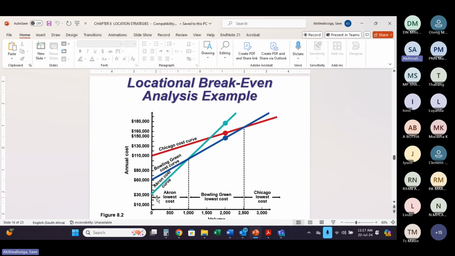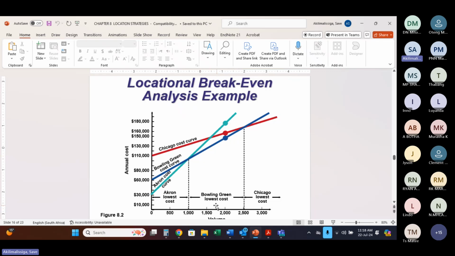So within this range, between 0 and 1,000, Akron has the lowest cost. So the company should choose this location in terms of establishing its new plant for production. Moving along to the next range, because this is also another crossover point, 2,500. So within 1,000 and 2,500, this line, which represents Bowling Green, has the lowest cost.